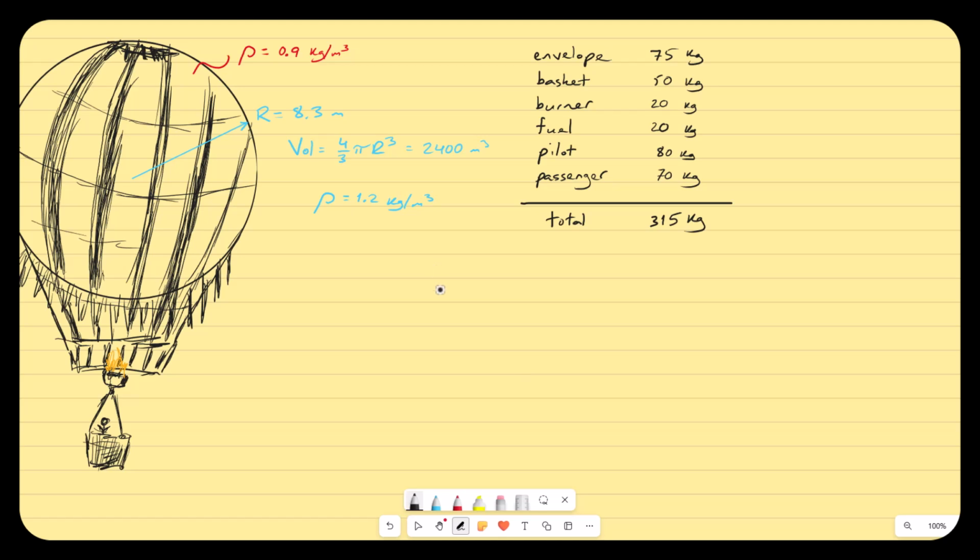Now we need to lift this thing. I have a free body diagram, the start of one. Going downward, I have an mg, and I'm going to call this my 315 kilograms. I also have an m of the air inside the balloon times g, and then I have a buoyant force upward. I'm going to call upward my positive direction.